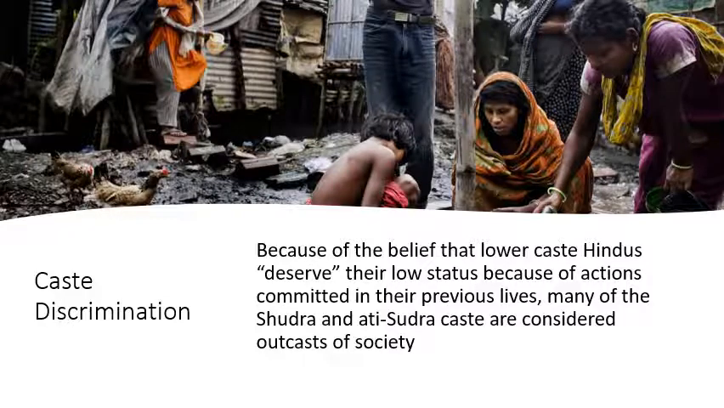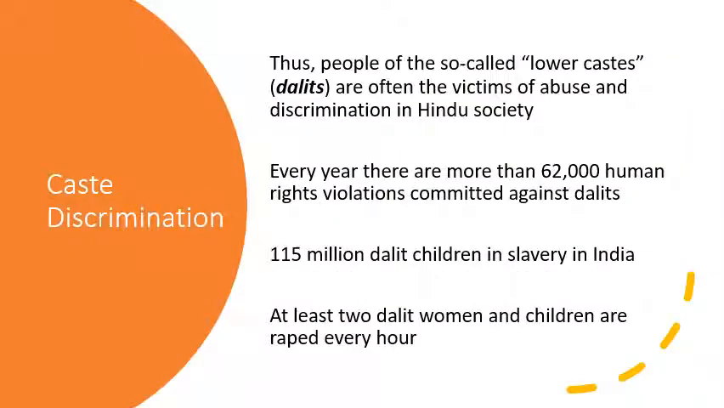Because of the belief that lower caste Hindus deserve their low status because of actions committed in their previous lives, many of the Shudra and Ati Shudra castes are considered outcasts of society, deserving of their low caste status. Thus, people of the so-called lower castes or Dalits are often the victims of abuse and discrimination in Hindu society. Every year there are more than 62,000 human rights violations committed against Dalits. 150 million Dalit children are in what is believed to be slavery in India. And at least 2 Dalit women and children are raped every hour.